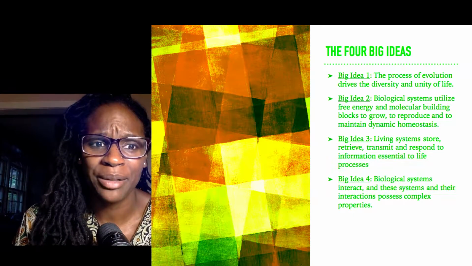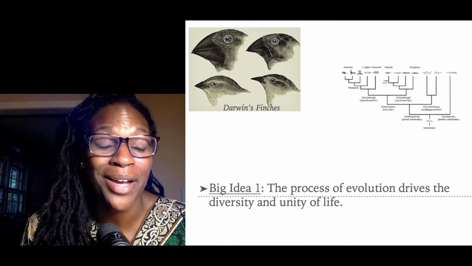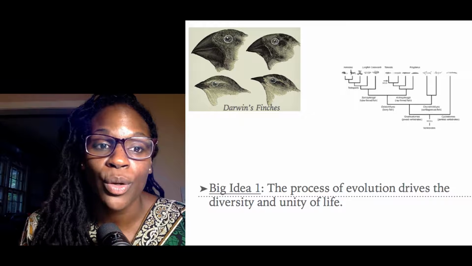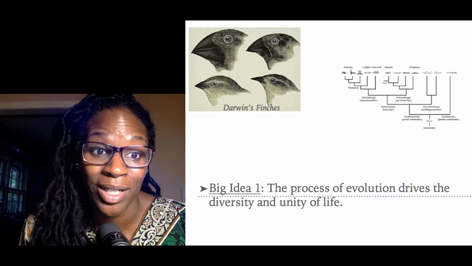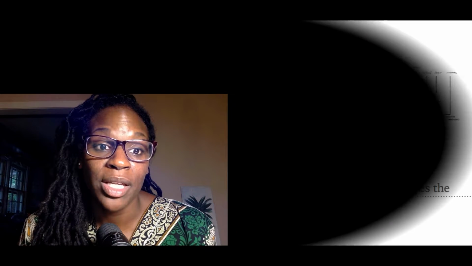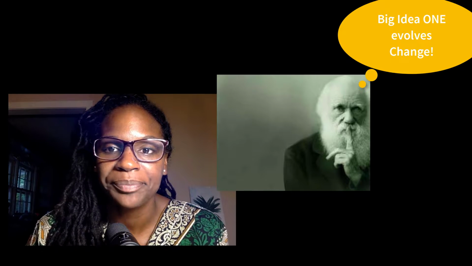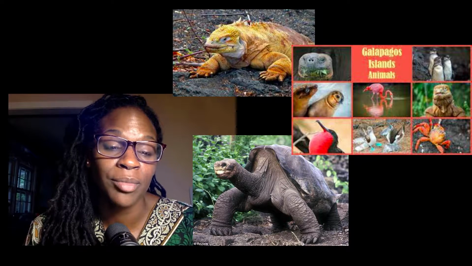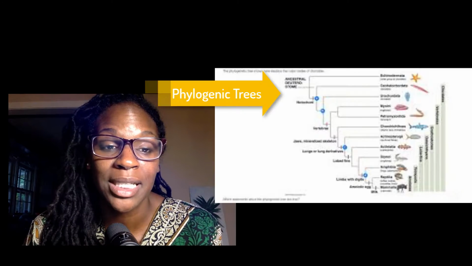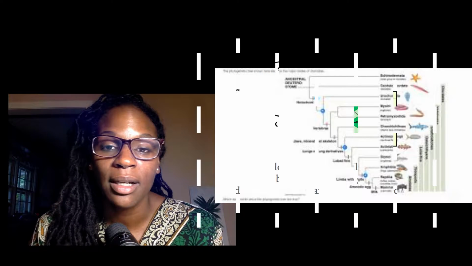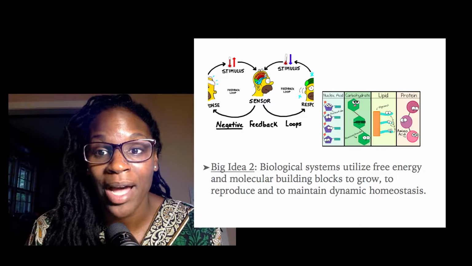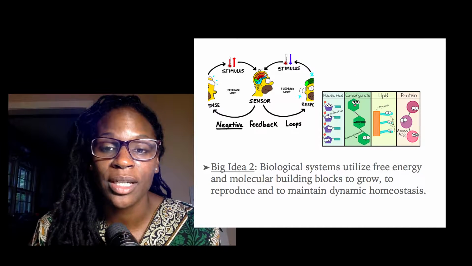So let's go ahead and get to the red one, which is big idea number 1. The process of evolution drives diversity and unity of life. So anything that you read or that we talk about that has to do with evolution or diversity being driven by evolution, you want to put that as big idea number 1. So anything about Darwinism, the Galapagos Islands, phylogenetic trees, and things of that nature, that would be big idea 1.